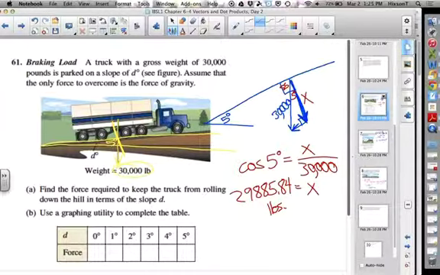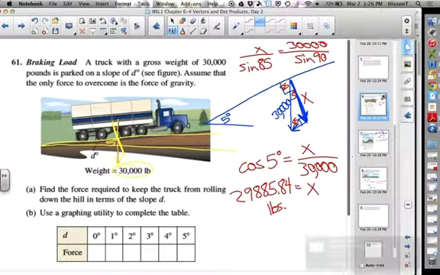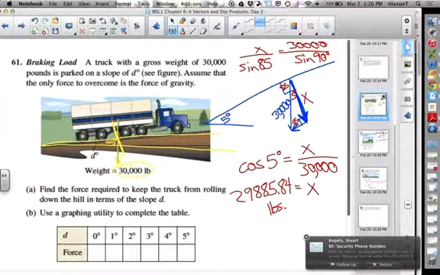Can you use the law of sines? You could use the law of sines. If you use the law of sines, you would have to know that this was then 85 degrees here, and you would have x over sine of 85 equals 30,000 over sine of 90. Did you use sine of 5 or something? I put extra sine of 5.